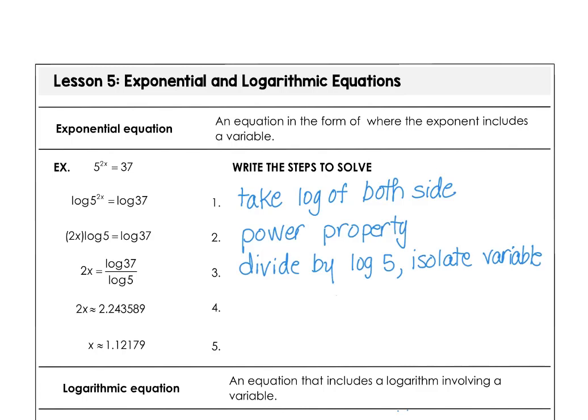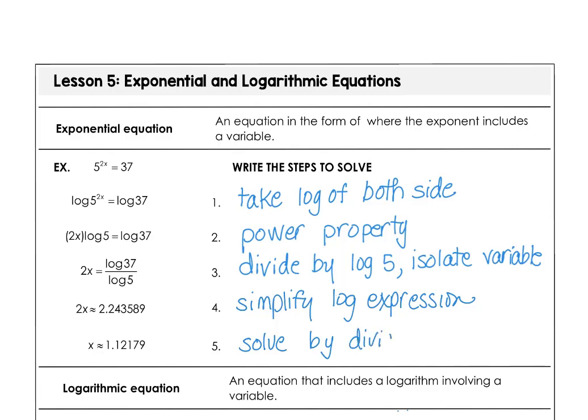And then in the next step, we're going to use our calculator and find a numerical value for log 37 divided by log 5. So to be able to do that with our calculator, that's going to be simplifying the log expression. And then to divide by 2, we'll solve for x by dividing by 2. And we found out that x is about 1.12179.